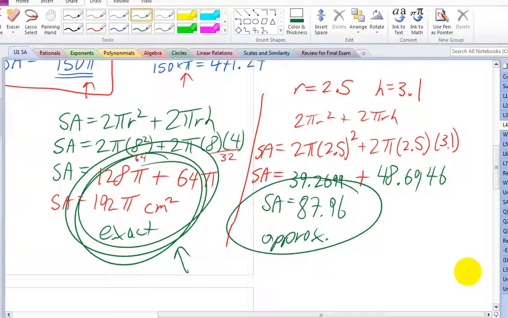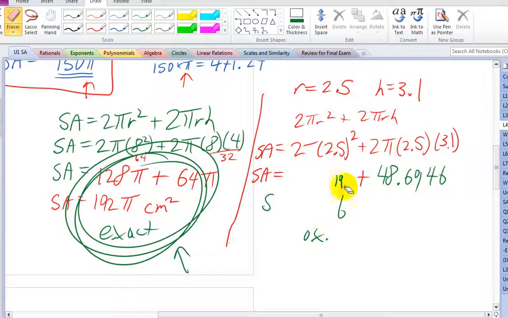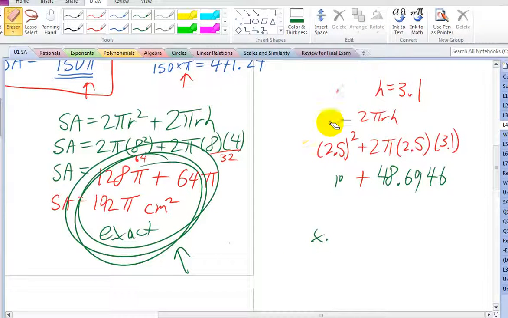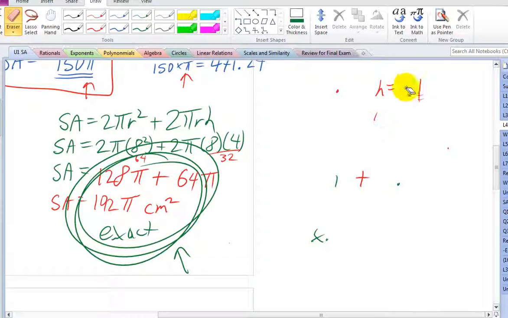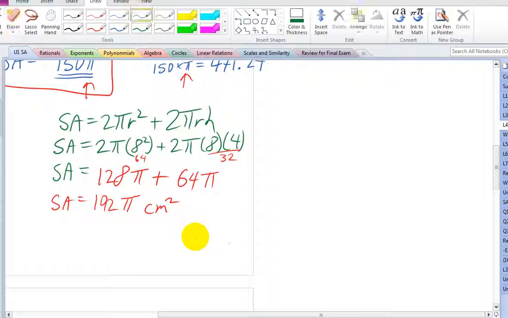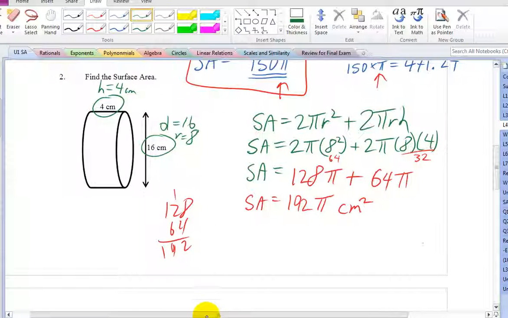And answer them in terms of pi. Okay, so we have our exact answer and our approximate answer. Okay, I'm going to erase this because it doesn't print out very nice. Okay, good. So next thing, turn the sheet over.